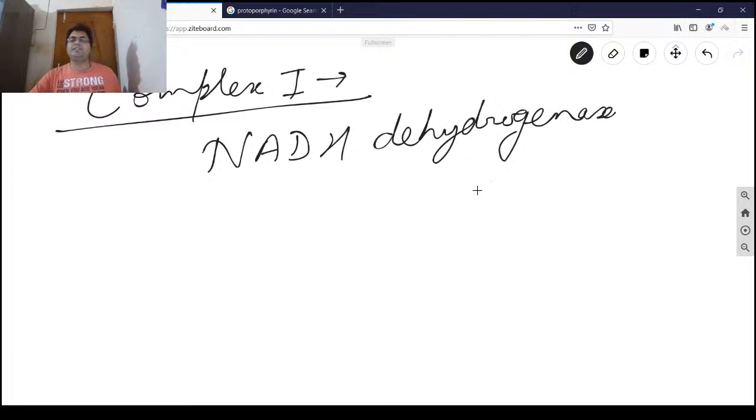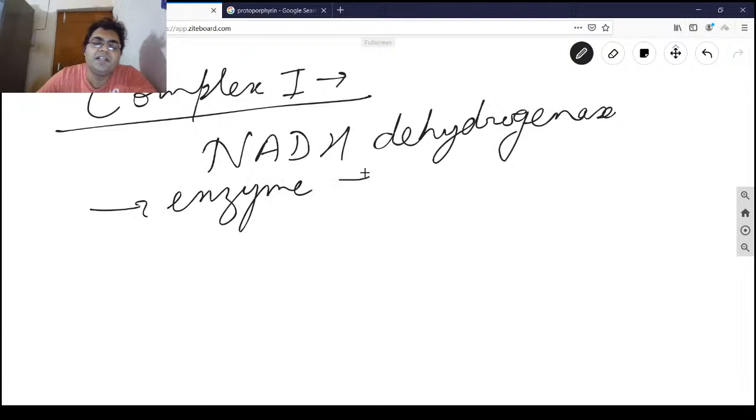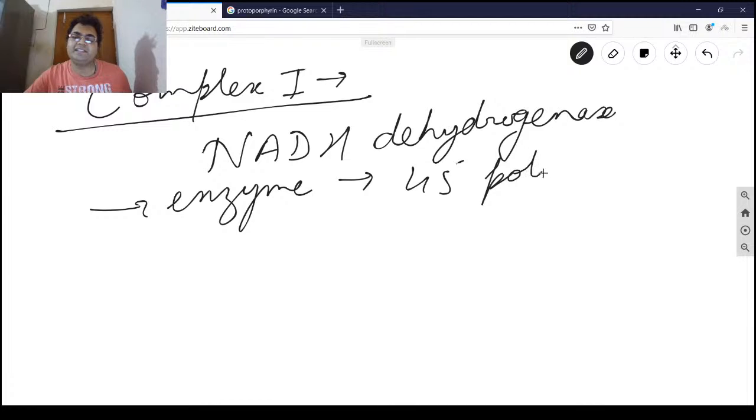Now, NADH dehydrogenase, why is it important? Okay. The thing is, this is complex 1, the first transmembrane protein that I showed you present in the inner mitochondrial membrane, to which NADH will transfer the electrons. Now, NADH dehydrogenase is a huge enzyme, an integral membrane protein. It acts as an enzyme, and it is a very, very large enzyme, which is composed of a gigantic number of 45 polypeptide chains.